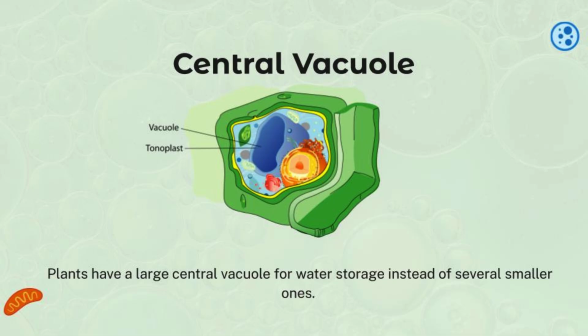Last but not least is our central vacuole. These provide structure and store water. So plants store it in a big single vacuole instead of lots of little ones. It again helps with the structure and support for their cell walls.